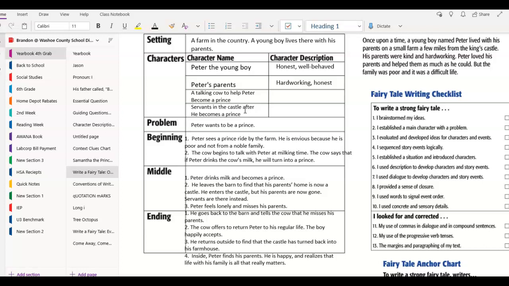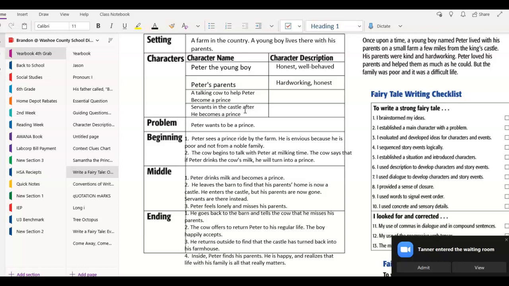So the beginning of my fairy tale will answer important questions for the reader. Who is the story about? Where does the story take place? What problem or challenges does the main character face? Today, I'm going to model for you how I introduce my main character and how I establish a setting.